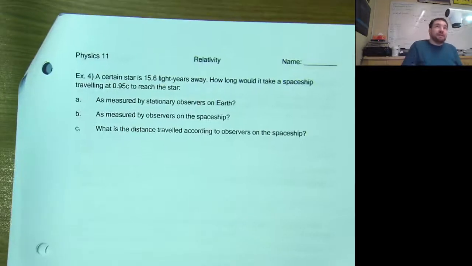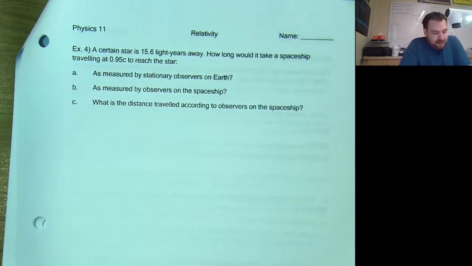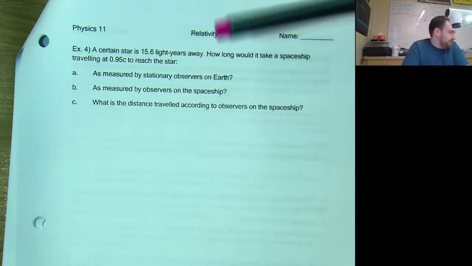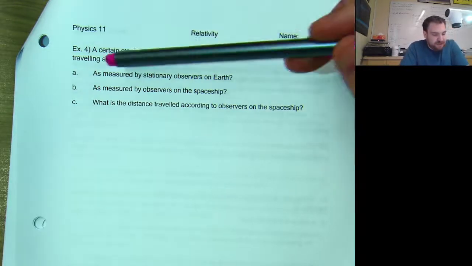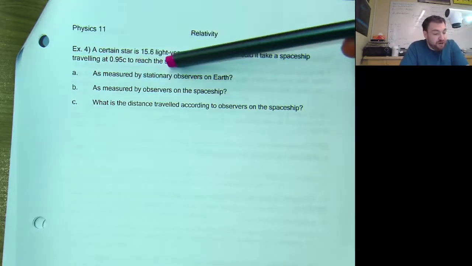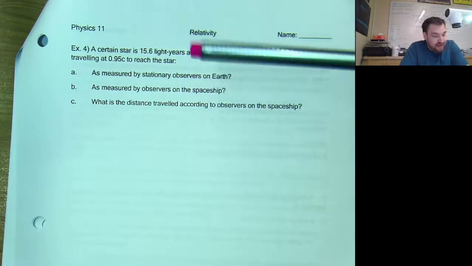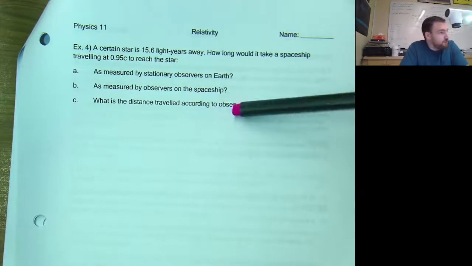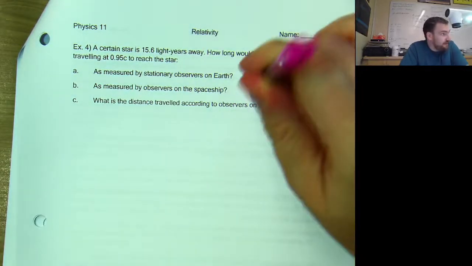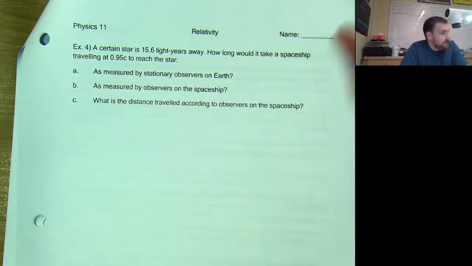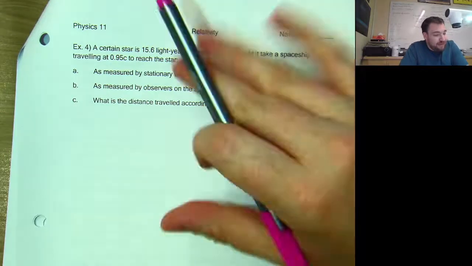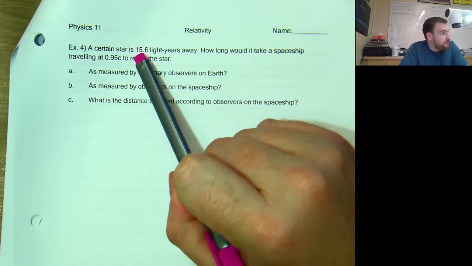We did this question yesterday. A certain star is 15.6 light years away. We didn't do exactly these values, but how long would it take a spaceship traveling at 0.95 c to reach the star, as measured by a stationary observer, as measured by observers on the spaceship, and what is the distance traveled according to observers on the spaceship? We did this yesterday using Proxima Centauri. We're going to do it again using this star here.